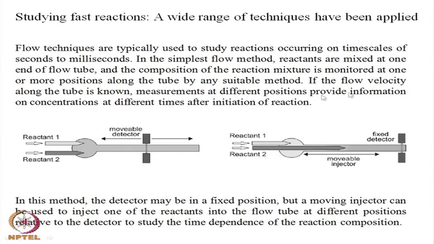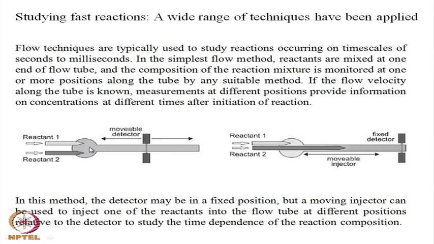Now, if the flow velocity along the tube is known, measurements at a different position provide the information on the concentration at different times after the initiation of the reaction. So, the moment you mix, this is your initiation of the reaction, and then it is flowing through this tube, and then you measure.